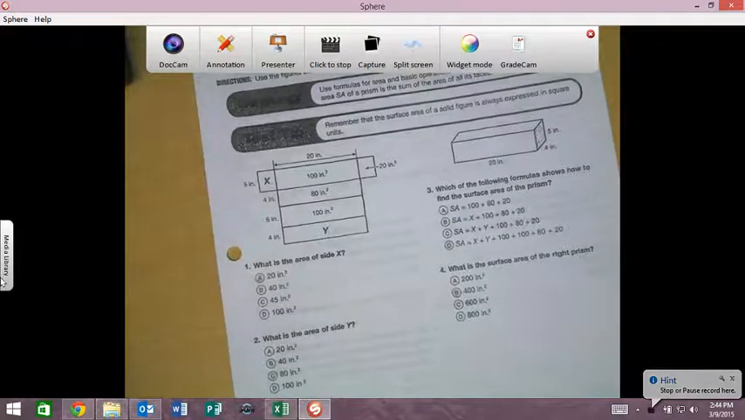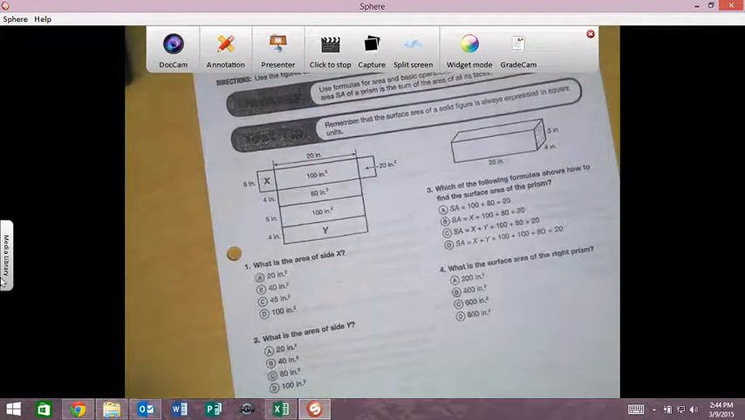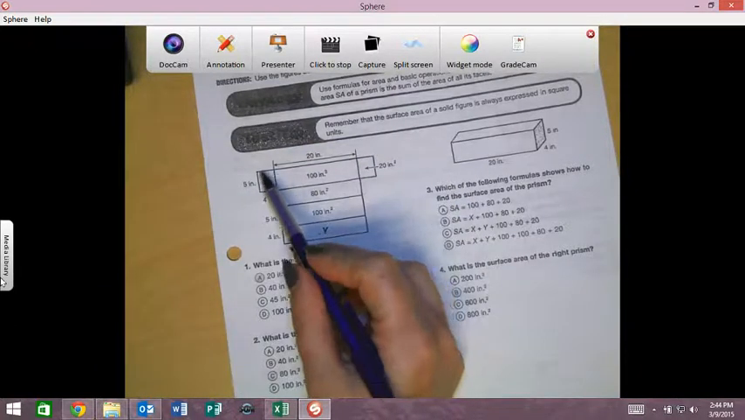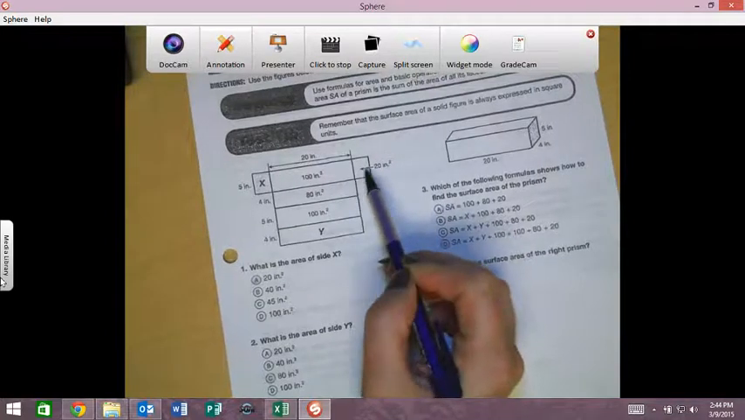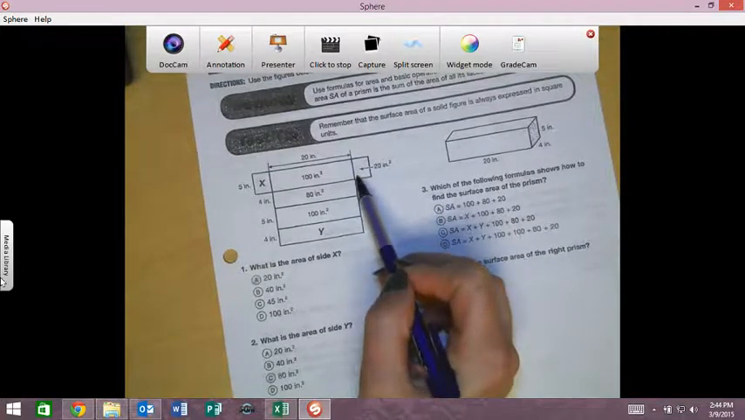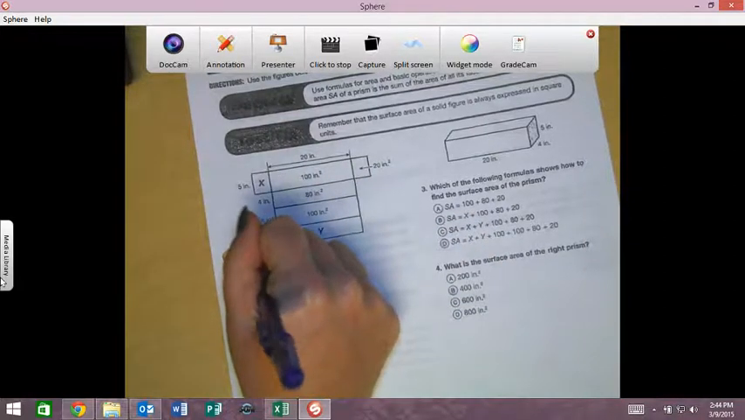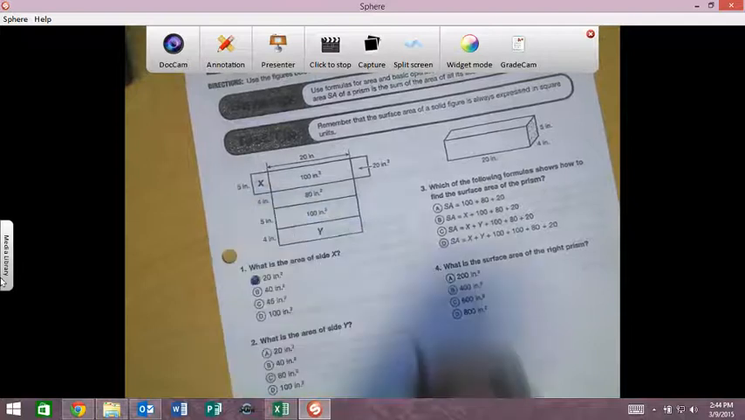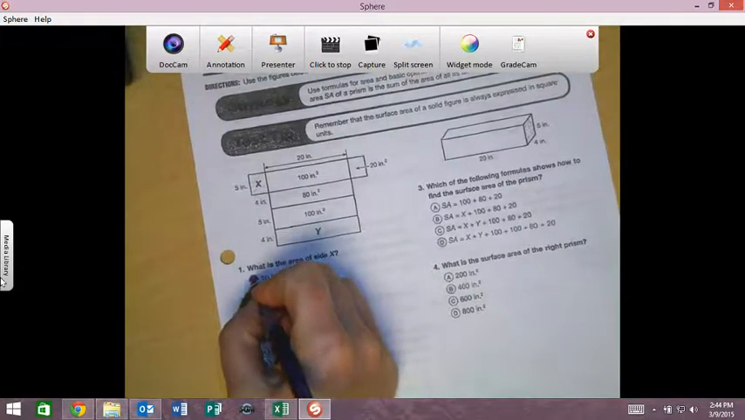So on number 1 it says, what is the area of side X? So this right here would be side X. Well, side X also matches this other side over here. So they're telling us that if this one is 20 square inches, this one also would have to be 20 square inches. So you would just bubble in A.